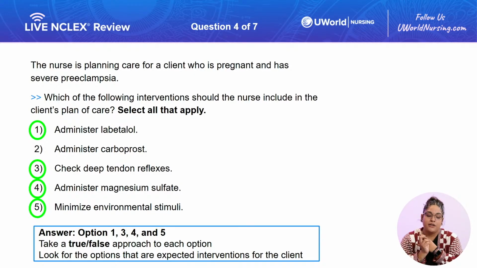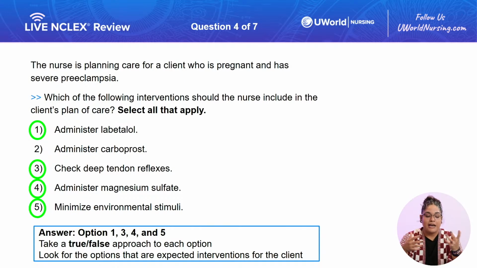Option 2 is incorrect. Carboprost is given to help the uterus contract after delivery if there is excessive bleeding. This is not given in an antepartum setting. Remember, we're doing antepartum questions. And then option 3 is correct. We want to check deep tendon reflexes often in a preeclampsia patient.